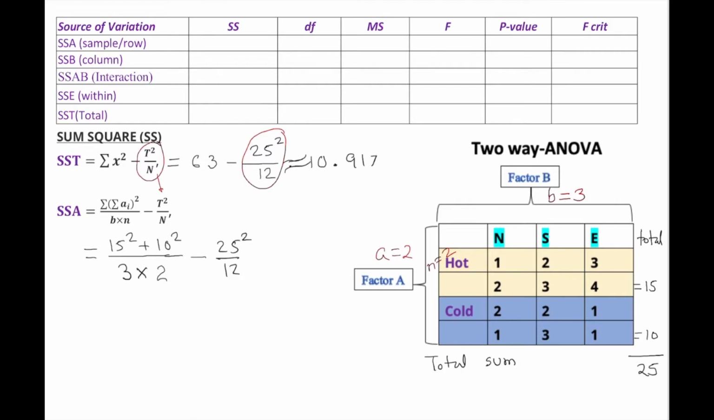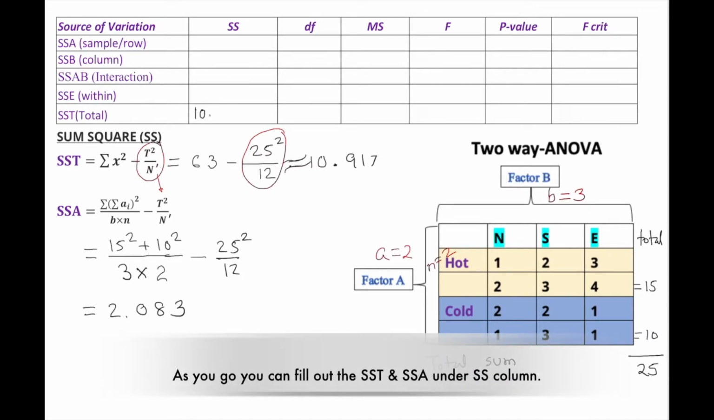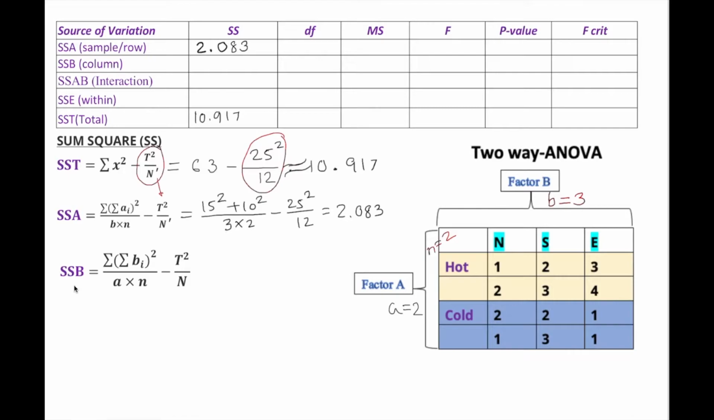And if we do the math here a little bit, it's going to give us 2.083. 3 decimals is fine, approximately. This is the row factor. So we actually worked out the row factor. 10.917, and we have SSA 2.083. Okay, now let's move into the column.